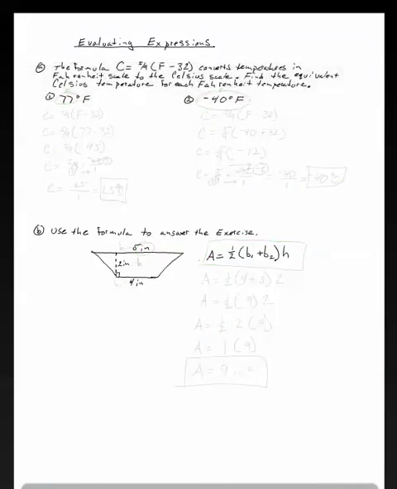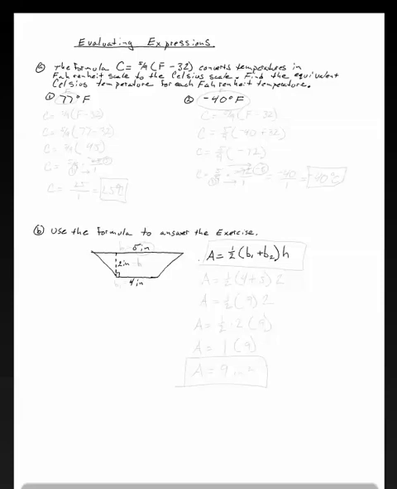So this pencast is on evaluating expressions. So the first example says the formula C equals 5/9 times F minus 32 converts temperatures in Fahrenheit scale to the Celsius scale. Find the equivalent Celsius temperature for each Fahrenheit temperature.